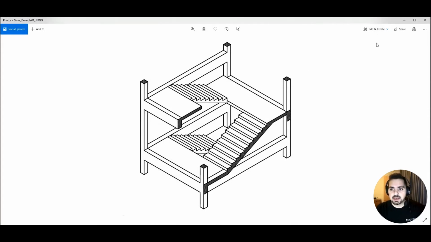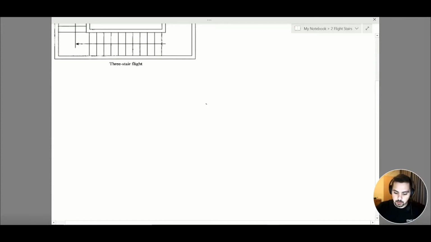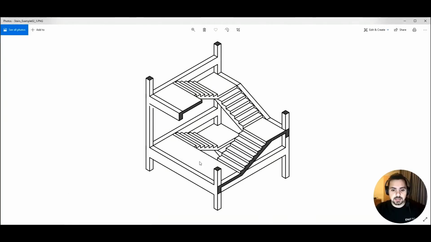Now, if we look at the structural component of our three-flight staircases, it's the same as our two-flight. So basically, we are going to have a landing, then a flight, and then another landing. So our supports here are the same as the supports we had for our two-flight staircase. However, the only difference here is that, again, if we look at this image, the intermediate staircase is supported by an inclined beam. So this is our main difference.